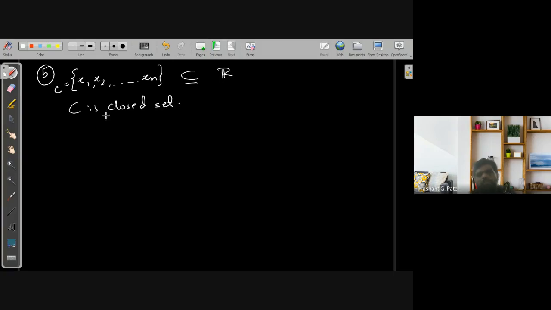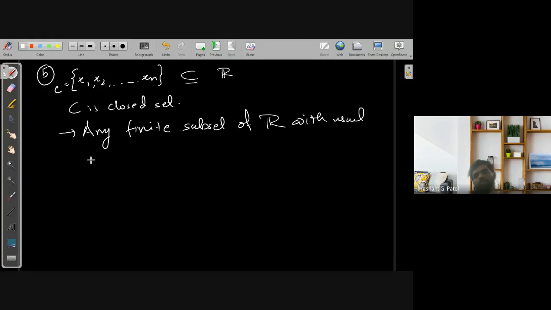In fact, what I can say from this is that any finite subset of R with the usual metric is a closed set. If you pick any finite subset of R, it will be a closed set.